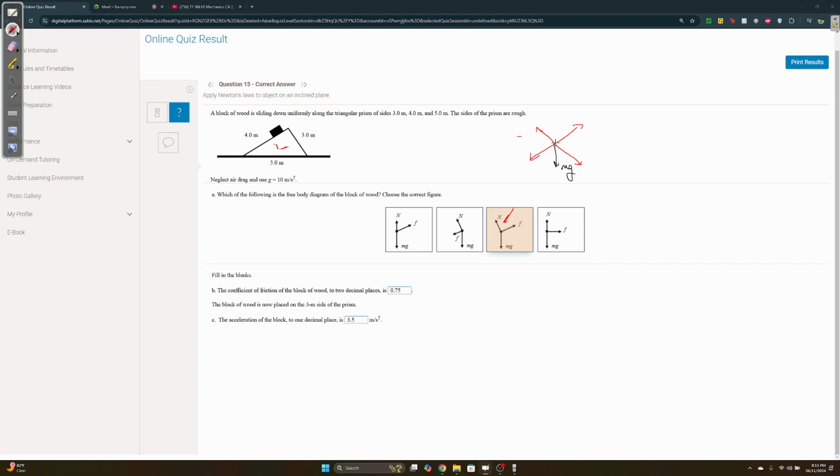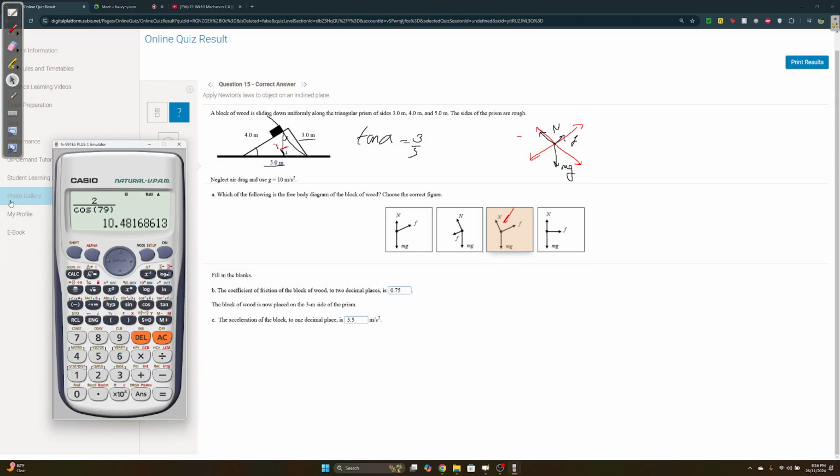MG. And then here I have normal, here I have friction. Okay, the angle here is obviously going to be the same as the angle here. The angle here, you have opposite, you have adjacent. So tan of this angle is going to be equal to 3 over 5. So this angle here is going to be shift tan 3 over 5.